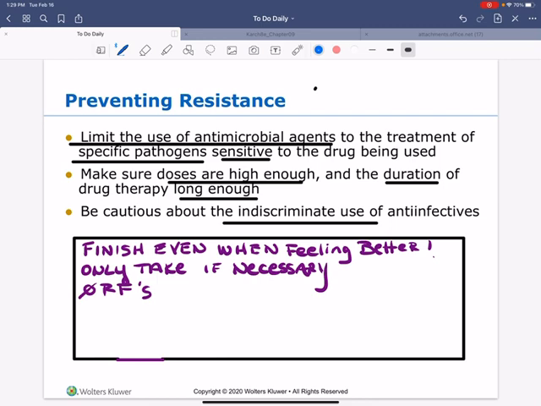We want to make sure what we are prescribing is particular to what we think is wrong with the patient and what we think is the bacteria. For example, the UTI, young healthy person, most likely E. coli. So I know what medication I'm going to go to.